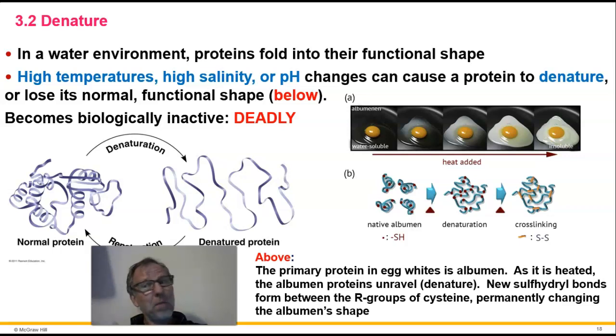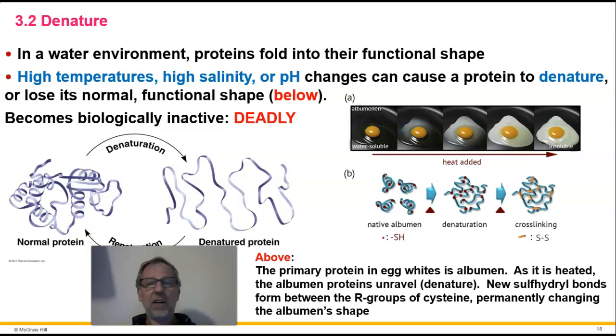And finally, remember what pH is. It's a measure of the concentration of hydrogen ions and hydroxide ions. We covered that in the last chapter. So proteins have a normal shape at a specific place in the pH scale, usually in living things close to pH 7. And if that pH shifts and becomes more acidic or more basic, it could cause a protein to denature because those ions are very reactive.